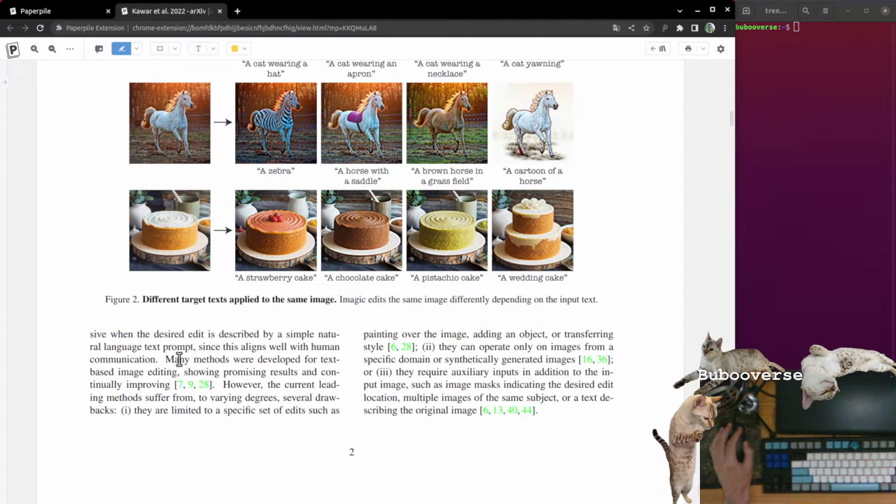Yeah, this aligns well with human communication. I think that diffusion models, especially, not diffusion models, but text and language are the ultimate human-computer interface, right? The kind of UIs with buttons, all of that will go away, and eventually you will simply be talking to computers to tell them what you want.